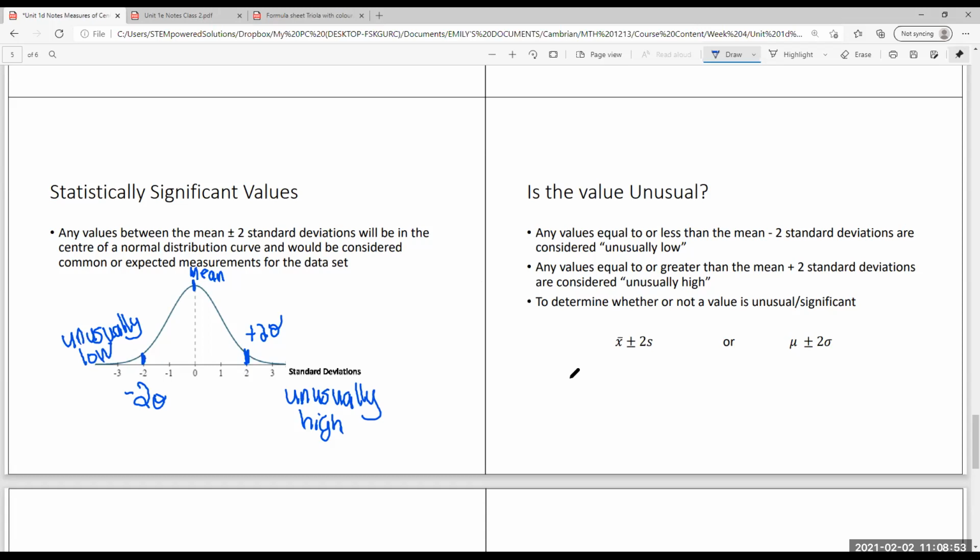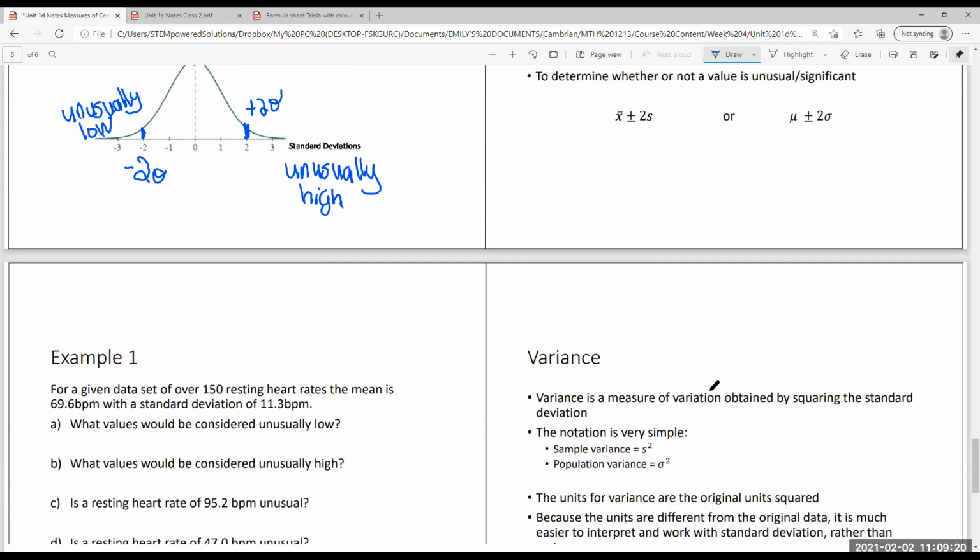So is the value unusual? Any values equal to or less than the mean minus 2 standard deviations are considered unusually low. Any values equal to or greater than the mean plus 2 standard deviations are considered unusually high. To determine whether or not a value is unusual or significant, use x bar plus or minus 2 standard deviations, or mu plus or minus 2 standard deviations.